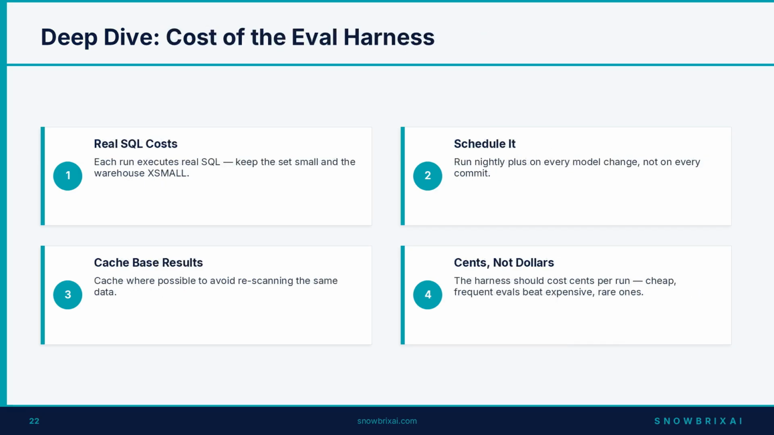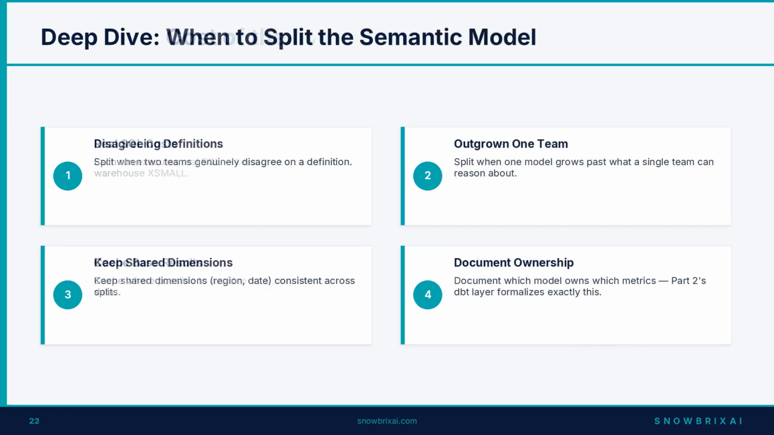Now, cost. Each eval run executes real SQL on the warehouse. So keep the set small and the warehouse extra small. Run it nightly plus on every model change, not on every single commit. And cache results where you can to avoid rescanning the same data. The harness should cost cents per run, not dollars, because cheap frequent evals beat expensive rare ones every time.